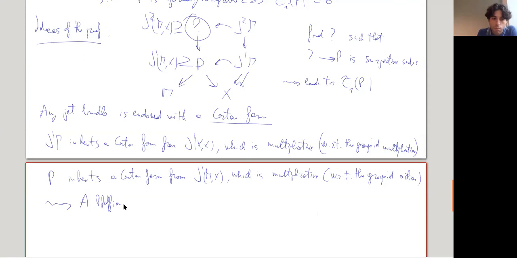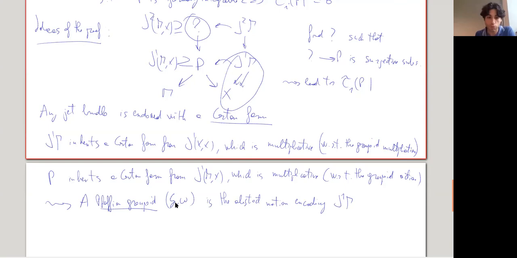So what we get is that a Pfaffian groupoid (G, omega) is the abstract notion encoding J1 of gamma. So this part here, I claim that it can be just described in terms of a groupoid and some nice Pfaffian form. This was a concept introduced by Maria Salazar a few years ago to really study this kind of structure defined by a pseudogroup.